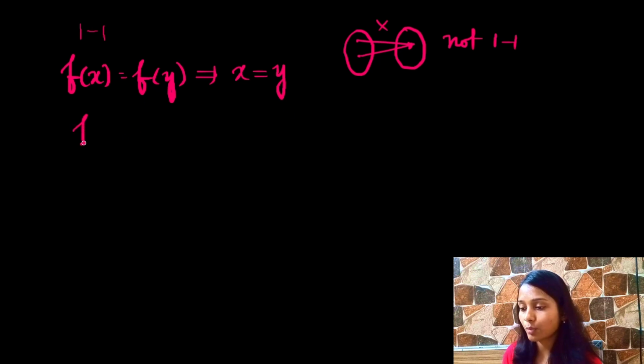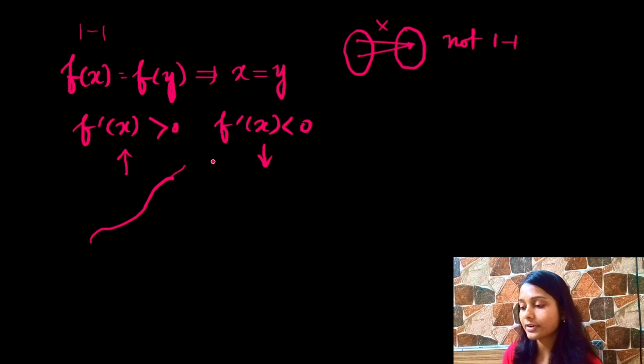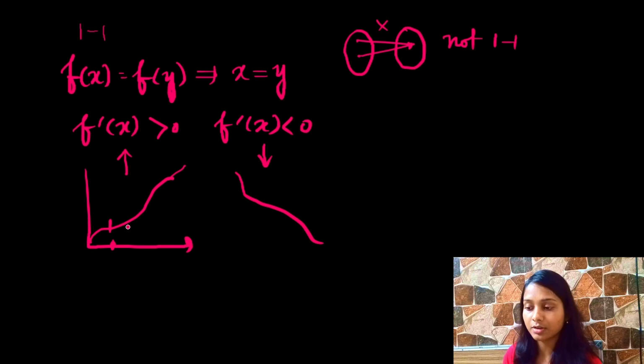Also we can check one-one and onto by increasing or decreasing functions. If f dash x is positive, then the function is increasing, and if f dash x is negative, then the function is decreasing. For an increasing function, this is in fact strictly increasing, so it must have a curve like this, and this function is strictly decreasing. This has a curve like this. So for an increasing function, for each value in the domain, we will have exactly one value in the codomain or in the range. Same for the decreasing function also. So we can use this property as well.